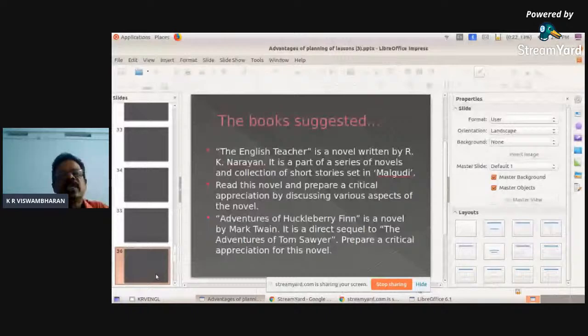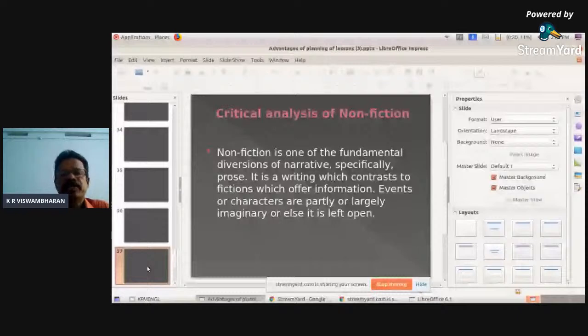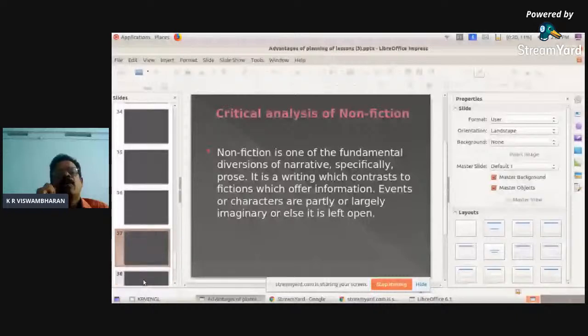Now, critical versions of narrative, specifically a prose. Events and characters are largely imaginary, or else it is left open. Now think about critical appreciation.